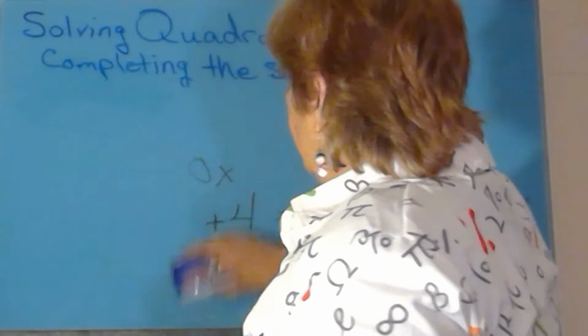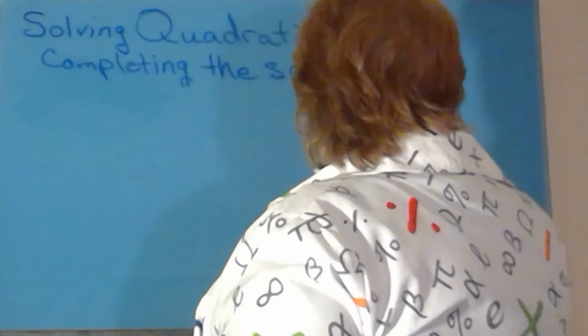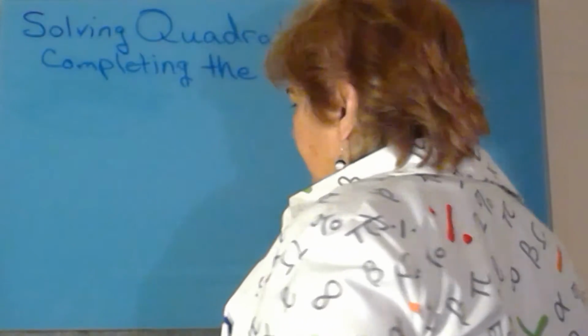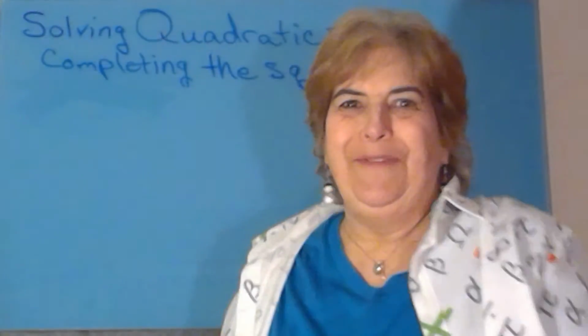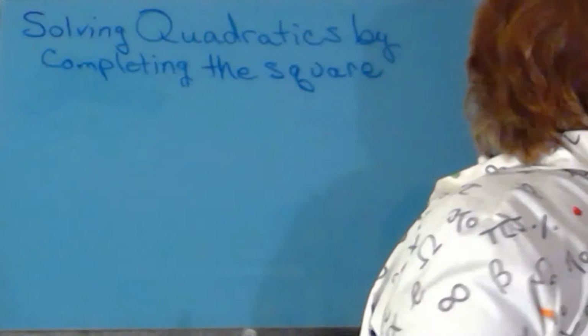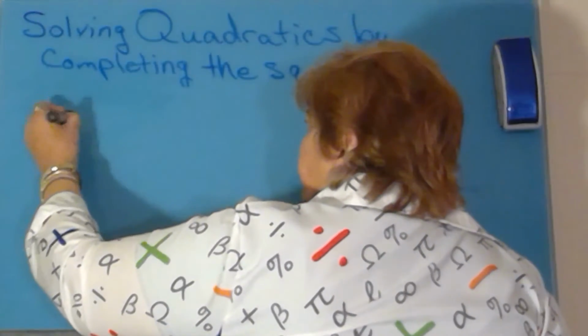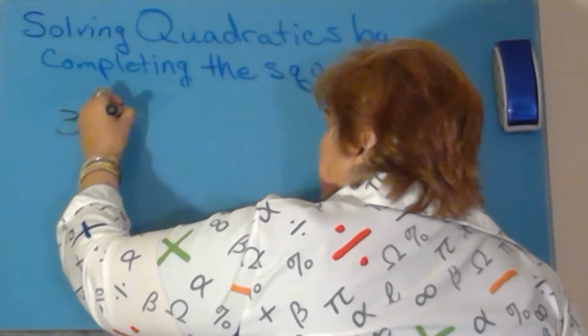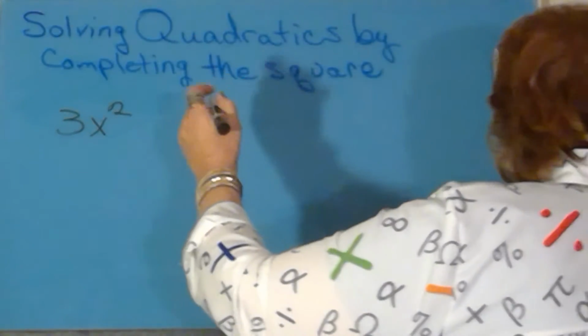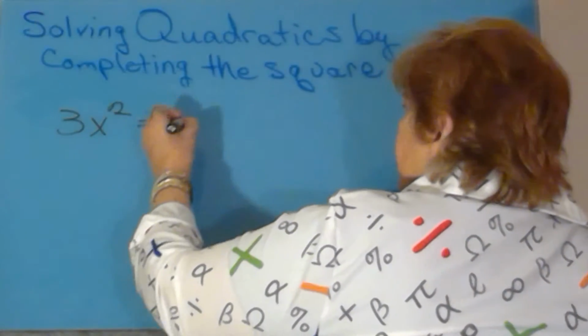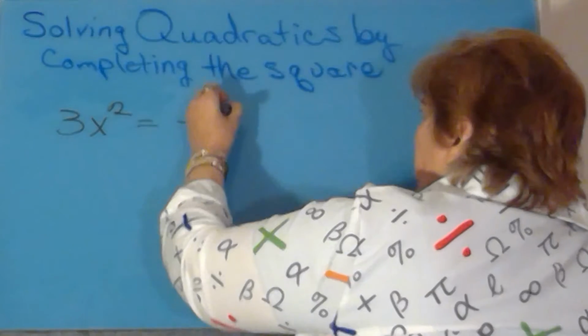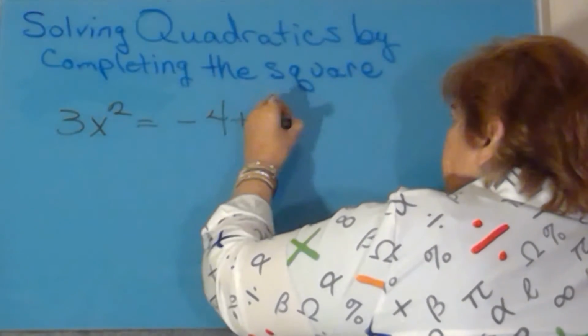I might have said that was going to be our last problem, but we're going to do one more. Because we're having so much fun with this, why not? 3x squared equals negative 4 plus 8x.